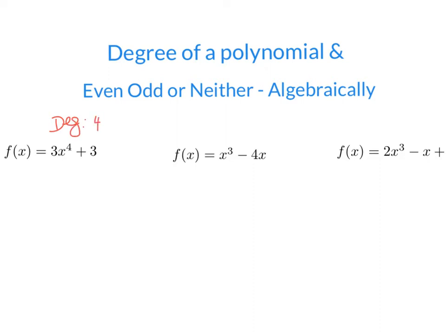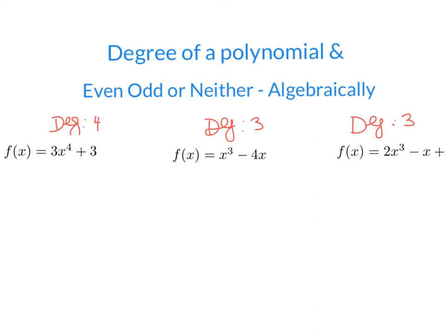Now, this is different than what we've been doing because we've only asked for the degree in factored form. This is in standard form. In standard form, the degree is the highest exponent. So, the degree here would be 3, and the degree here would also be 3. Now notice this is an even degree for the first one, an odd degree, and another odd degree.